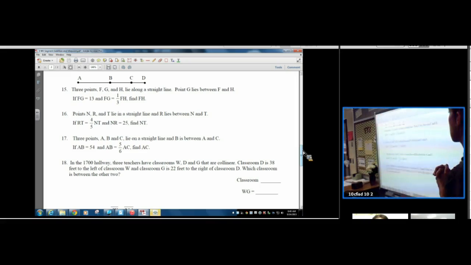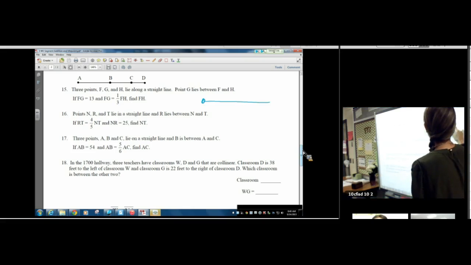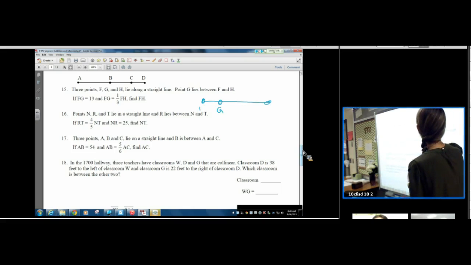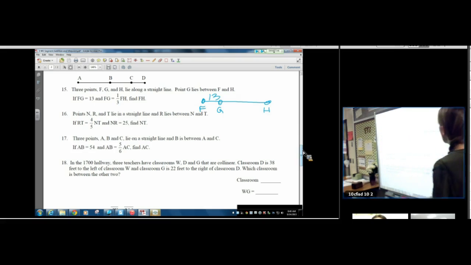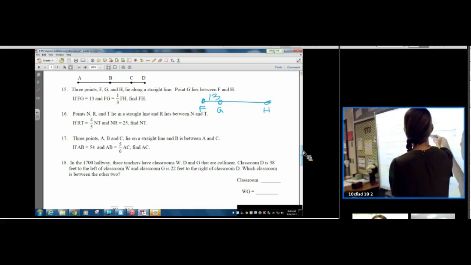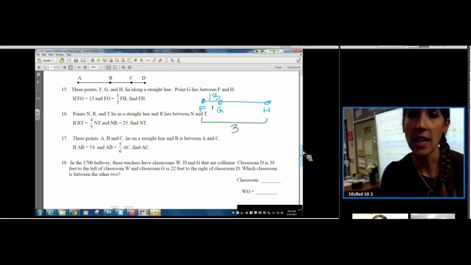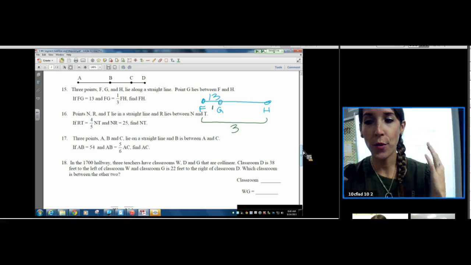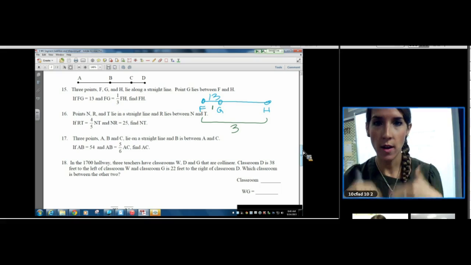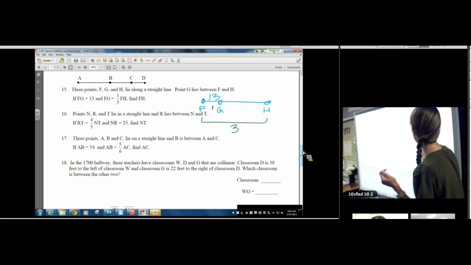All right, number 15. 3 points F, G, and H lie along a straight line. Point G is between F and H. If FG is 13 and FG is 1/3 of FH, find FH. So FG is 1/3 of FH. So I put a 1 on FG and I put a 3 on FH. It's 1/3. Put a 1 and a 3. Now those are not the lengths, those are just the ratios.